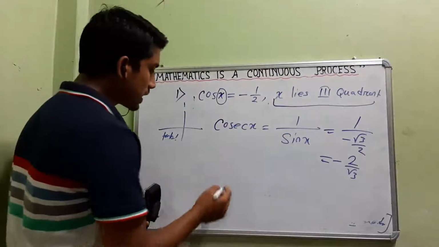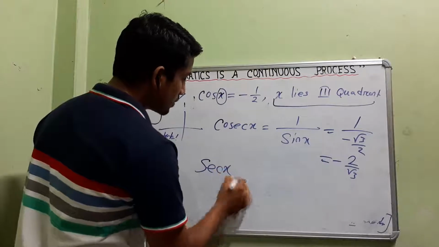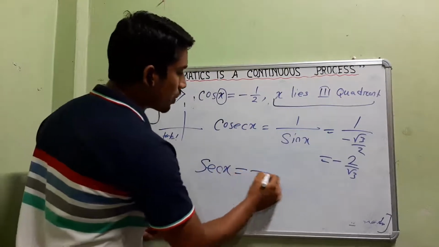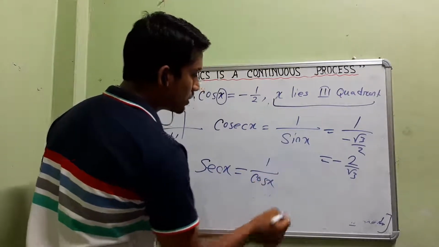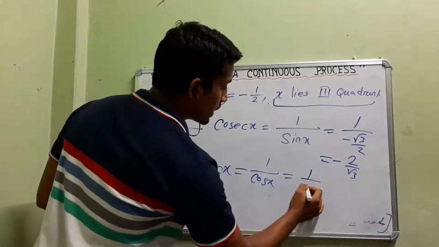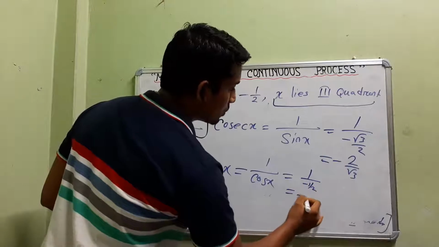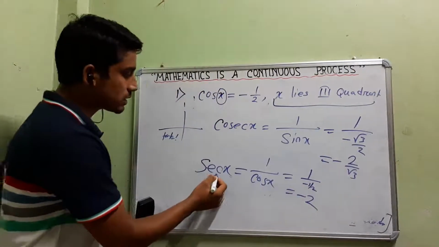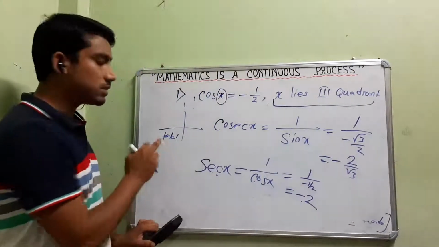After getting cosec x, the remaining one is sec x, the last one. Sec x is equal to 1 by cos x, again by reciprocal relation. Cos x is given as minus half. So we'll put 1 by minus half. That means it is giving you minus 2. Again we can see that sec x is also negative, because this is in the third quadrant.